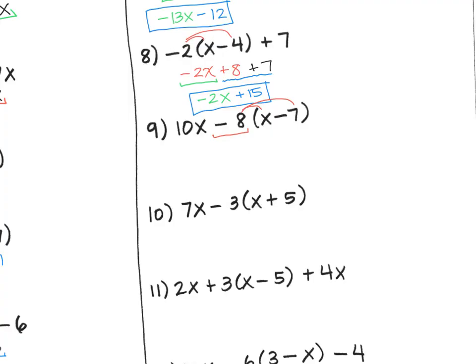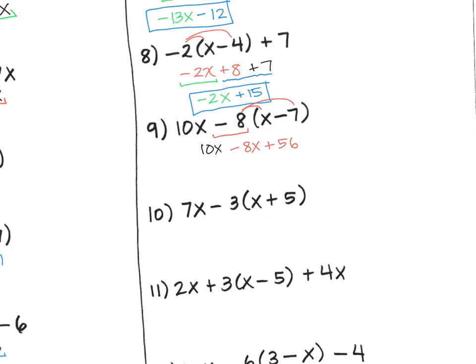So minus 8 times x is going to be minus 8x. Minus 8 times minus 7 is going to cancel to positive 56. It's probably the trickiest step in the problem. Okay, and then the 10x is just going to come down.